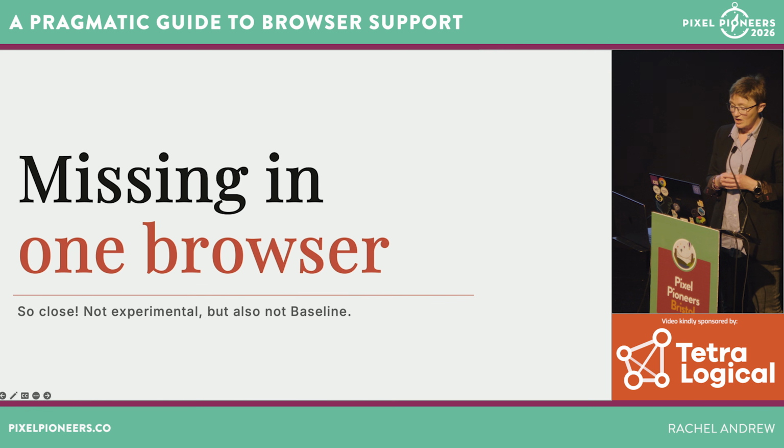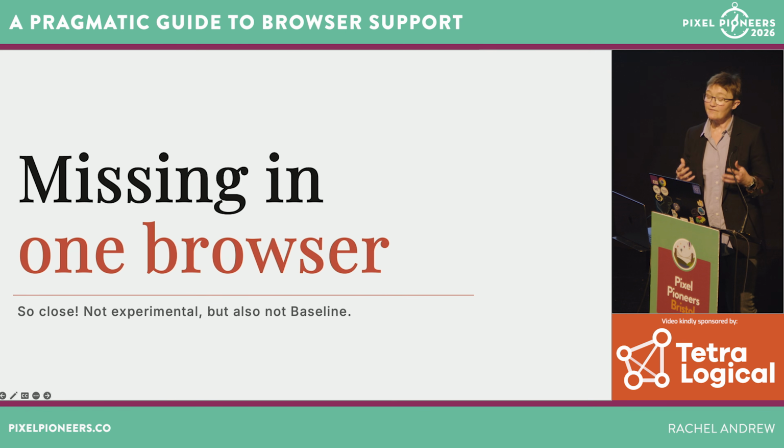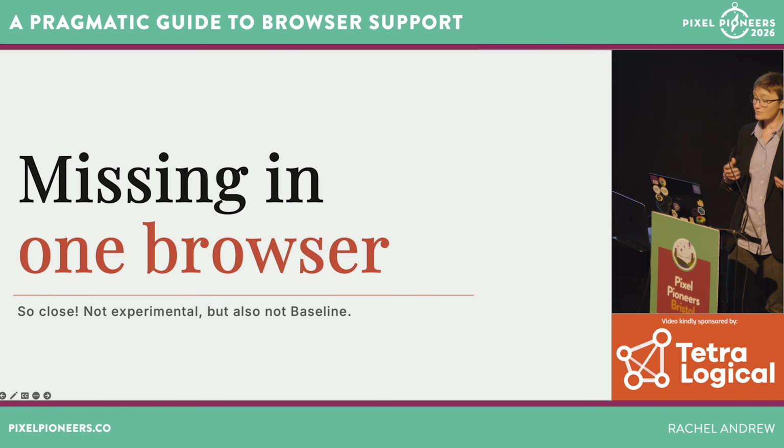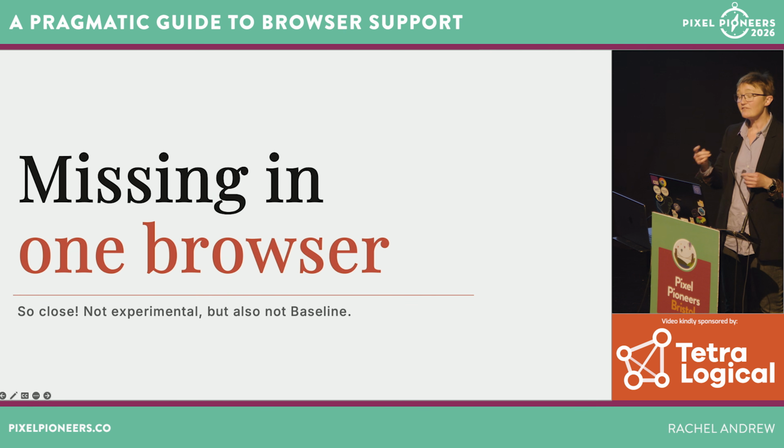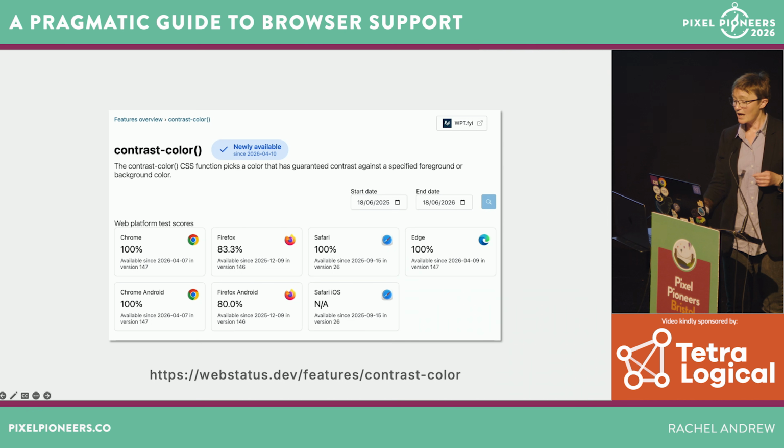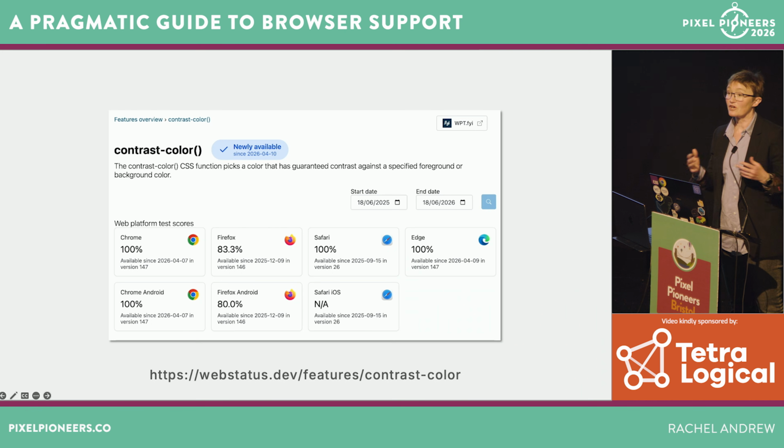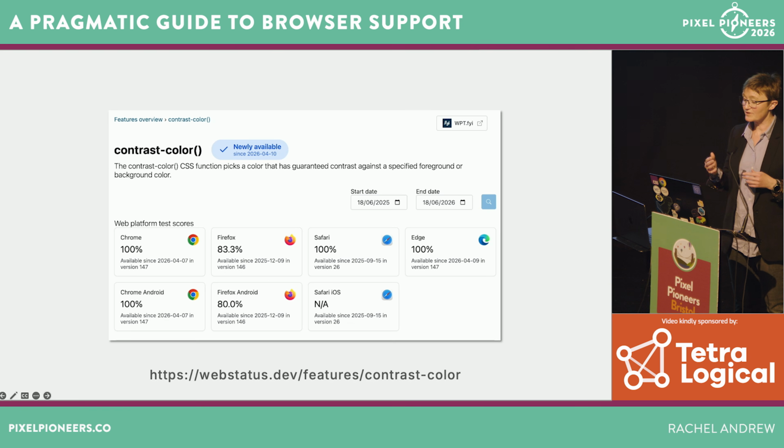And then we have things that are missing in one browser. So things that have two implementations, so Chrome and Firefox, but not in Safari, or Firefox and Safari, but not in Chrome. Now, they're interesting because, as I say, we've got past that point of multiple implementations. We've got two implementations. They're probably on a path to baseline. And a lot of these are happening very quickly. There's contrast-color, which landed in Chrome 147. It was in Firefox 146, and then Safari 26. So it was missing in one browser for about 4 months before it became baseline.